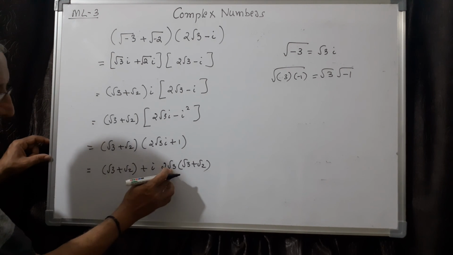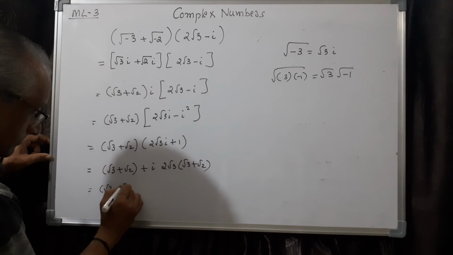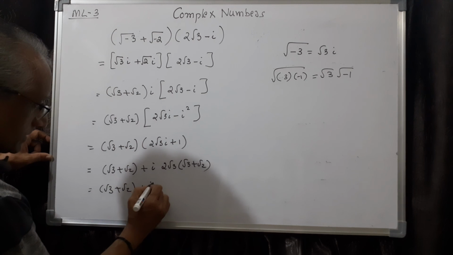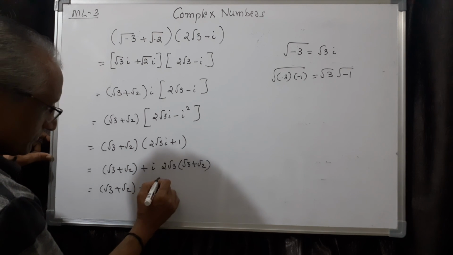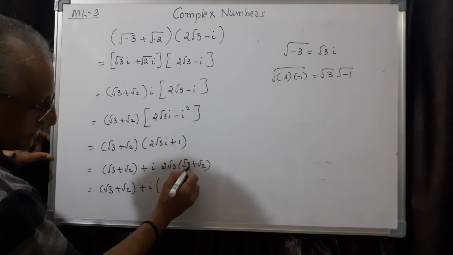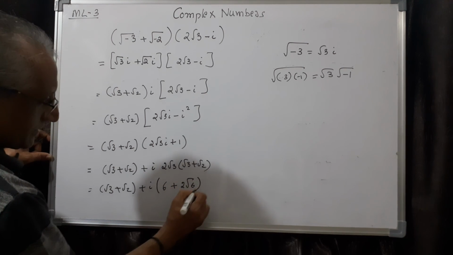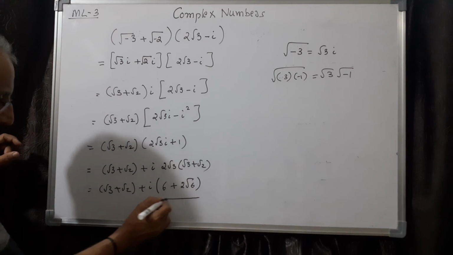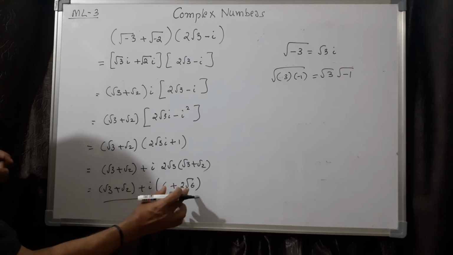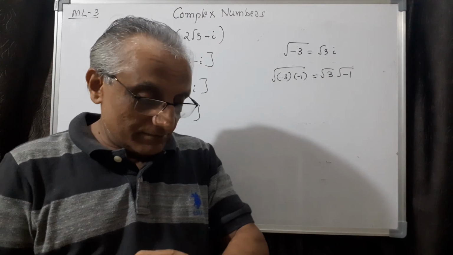You can even take this one inside, and also write root 3 plus root 2 plus i. Then if you take it inside, root 3 into root 3 is 3, so this becomes 6, 2 into 3, plus this will be 2 root 6. Both are the same, so this is the final answer. This is a, this is b. So like this we can simplify any given complex number.